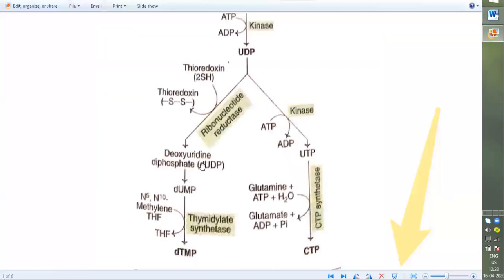See here, deoxyuridine monophosphate is converting to DTMP, that is deoxythymidine monophosphate. Why? Because one methyl group is added from the source N5,N10-methylene THF. So this methyl group is added to deoxyuridine monophosphate, and it is converting into DTMP in the presence of thymidylate synthetase. Because we are finally synthesizing the thymidylate pyrimidine ring, that's why this is called thymidylate synthetase.